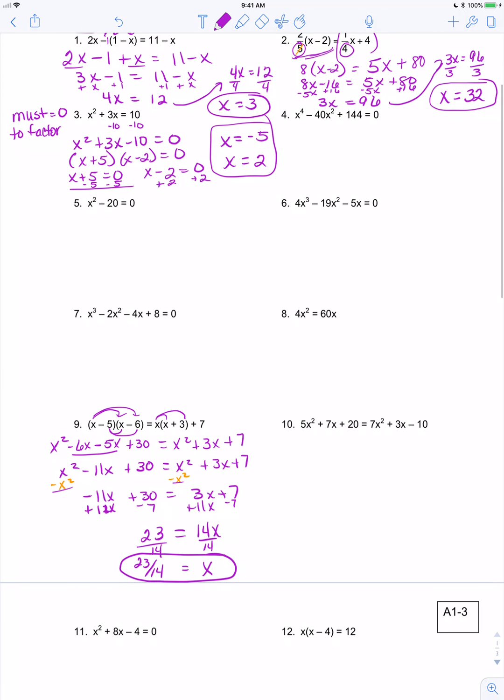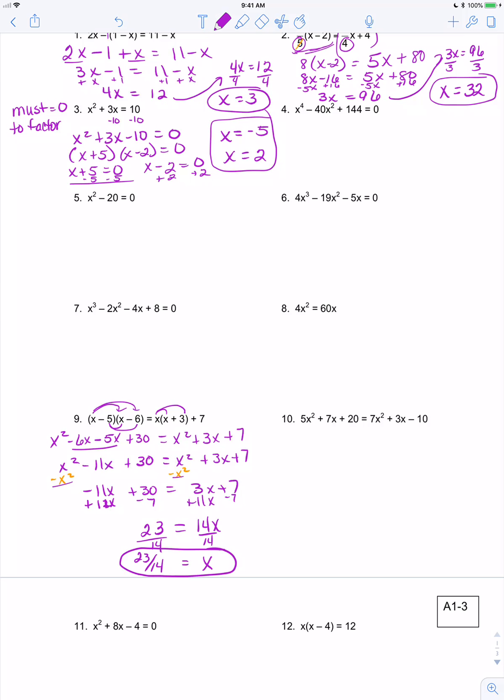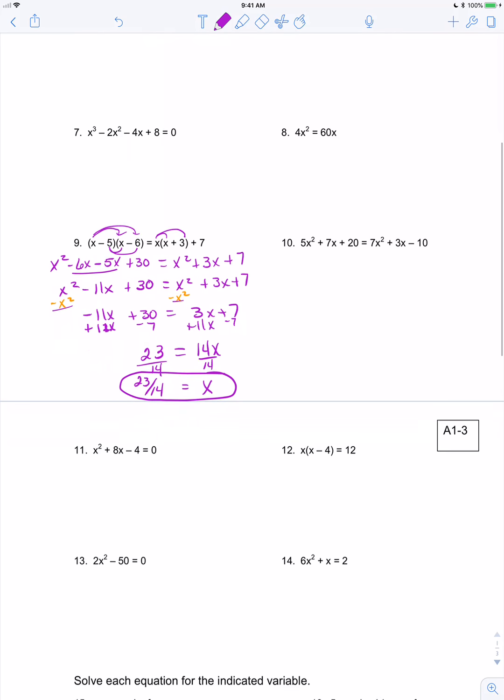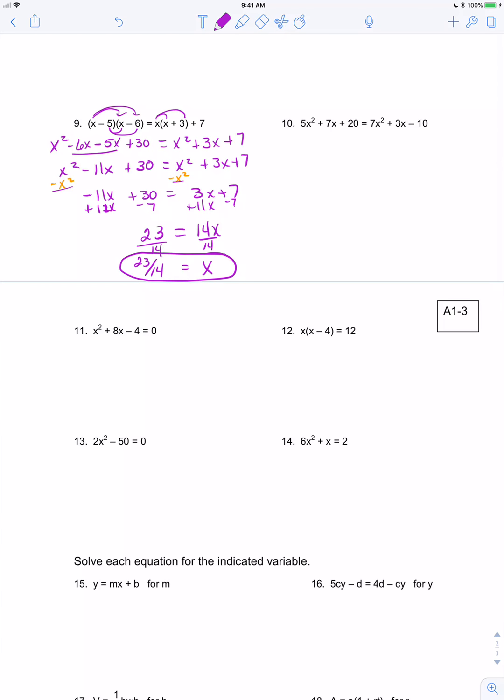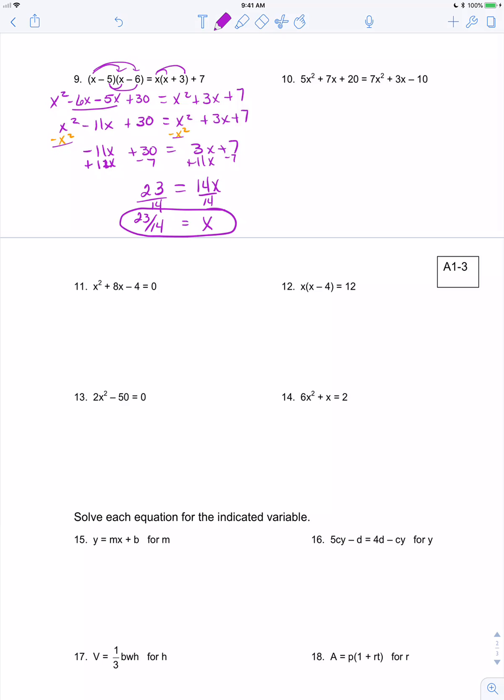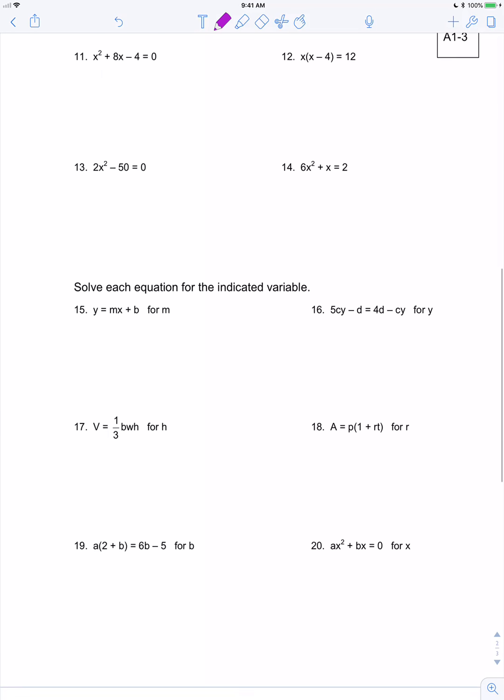So you've got some cubes, you've got some squares. Remember, if you've got the x brought to some power, you're probably going to have to factor, and take into consideration that those things need to be equal to 0 before you can factor them. Like number 12, that will need to equal 0 before you start to factor it. So you've got to multiply that out and move everything over to one side. Looks like 14 would also be the same.